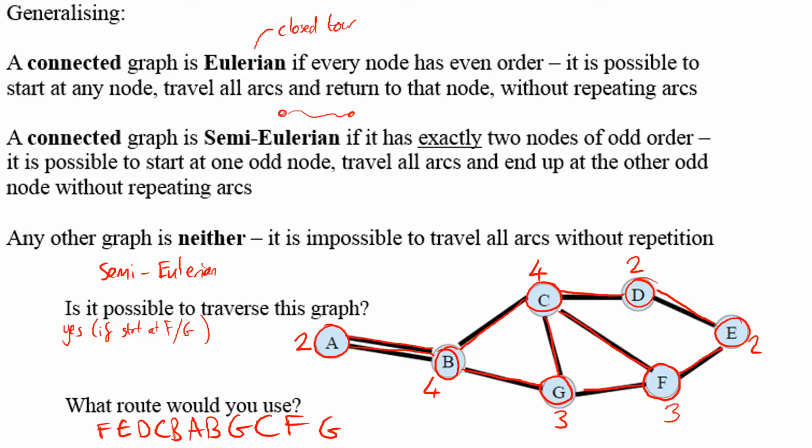So we've got every arc used once there, and we've got a route that starts at F and ends at G, and there's lots of different ones that would work there, so you could try a different one and it would work equally well, as long as you start and end at F and G.